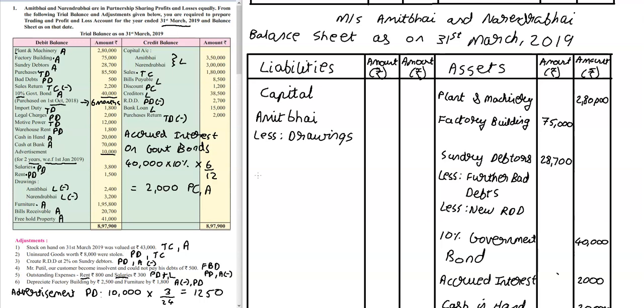So leaving a little bit of space, we will mention his partner, Narendra Bhai, and again from him we end up subtracting drawings. Now drawings is what we have come across in both of them in the trial balance. 2,400 for Amit Bhai, so 2,400, and as far as Narendra Bhai is concerned, it is 3,200.